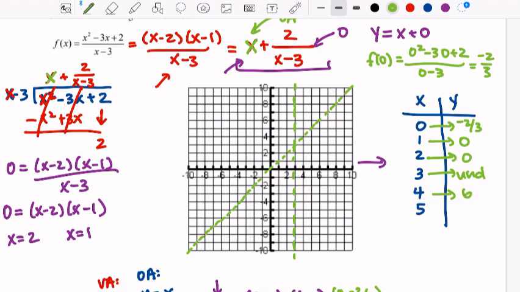Wow, I said 6, you know what I meant. 2, there we go, 2 times 3. And then plugging 5 in, that's going to be 3 over 2, so 6 as well.